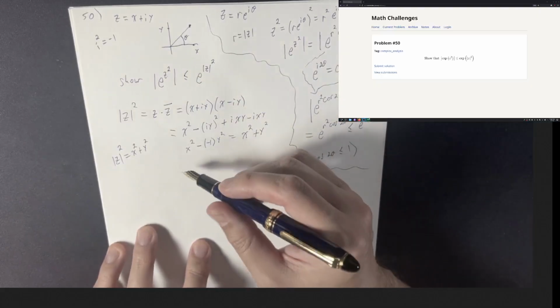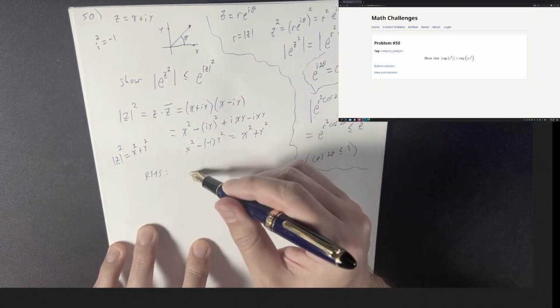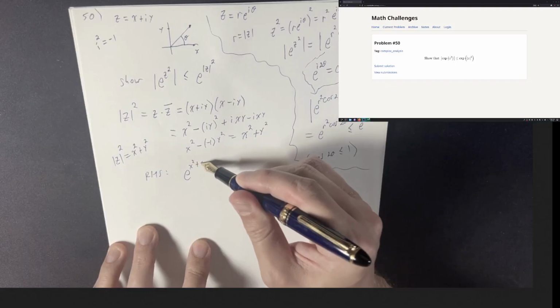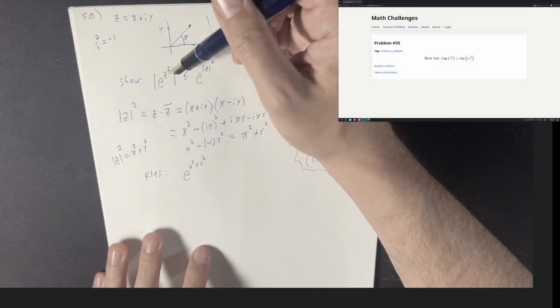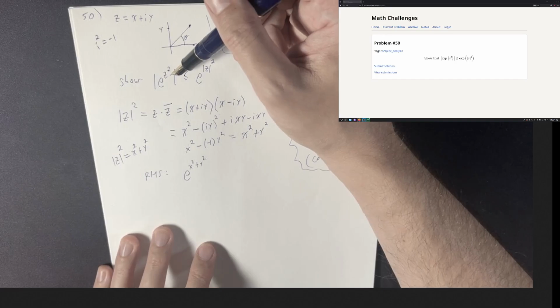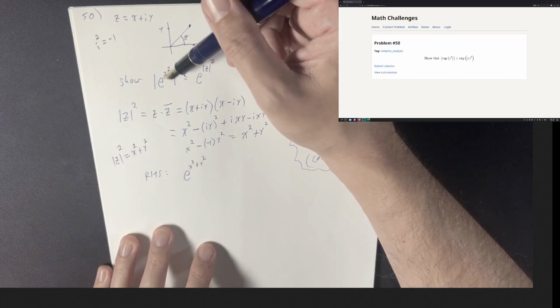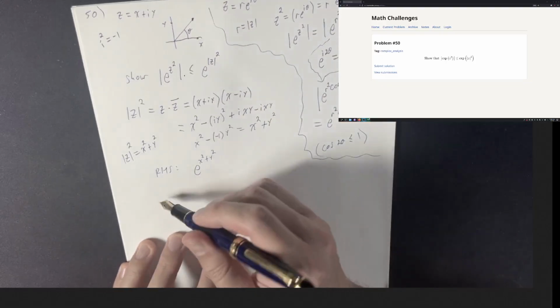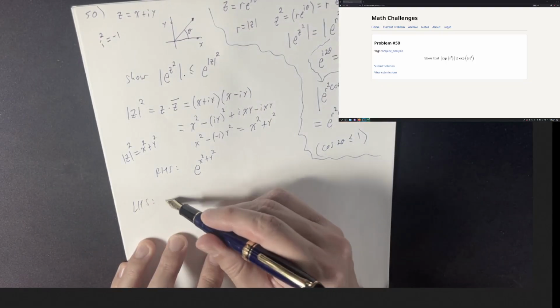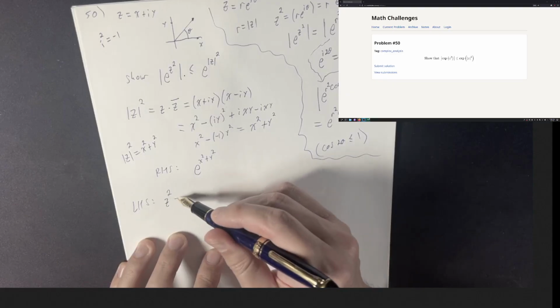This right-hand side is e to the x squared plus y squared. The left-hand side is a little gorier, right? Because it's not the magnitude of z. So let's look at what z squared would be. To think about the left-hand side, let's first look at the exponent z squared.